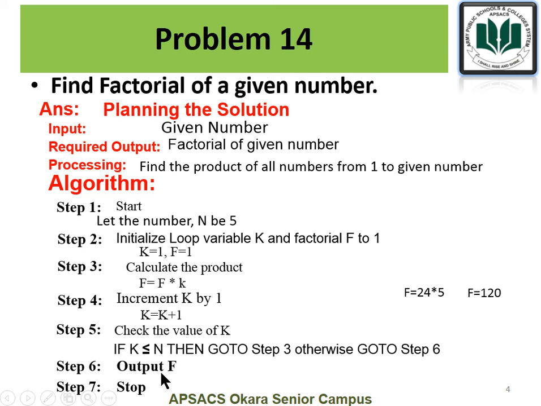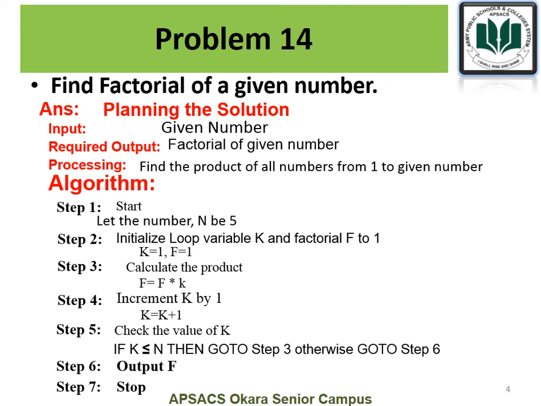Step number 6 is output f. So the value of f was 120 and this will be your output. Then the problem will be finished. The answer will be 120. And step number 7 will be stop. We will stop the algorithm.